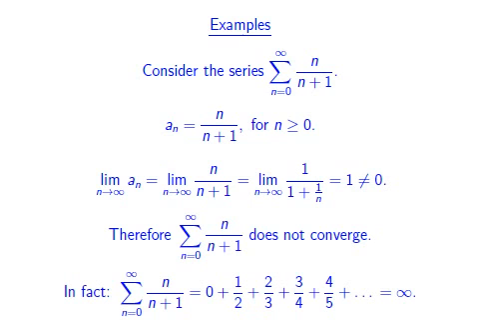This example shows that the fact that the underlying sequence does not converge to 0 is enough to conclude that the corresponding series does not converge. Further arguments allow us to give a more precise answer in this case.